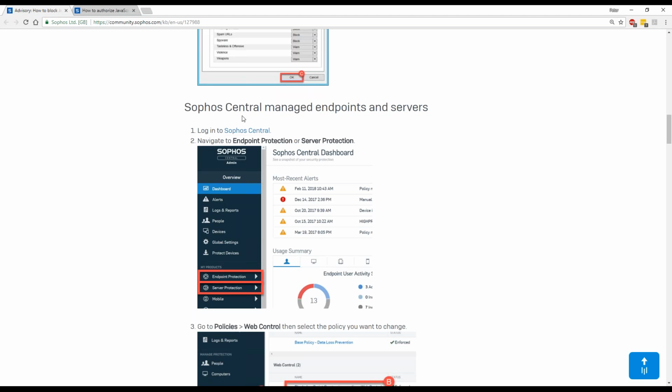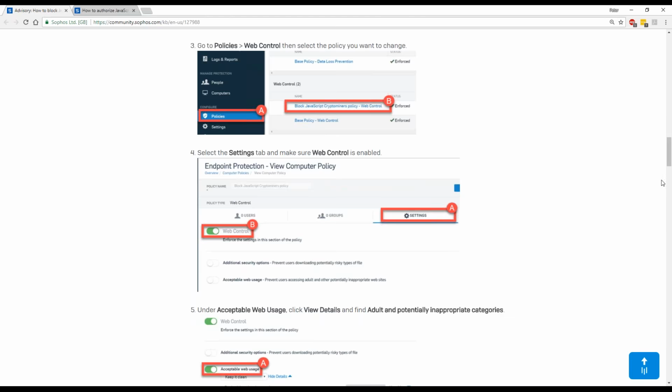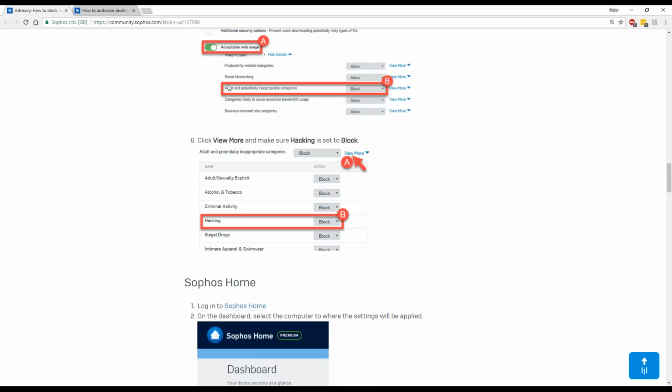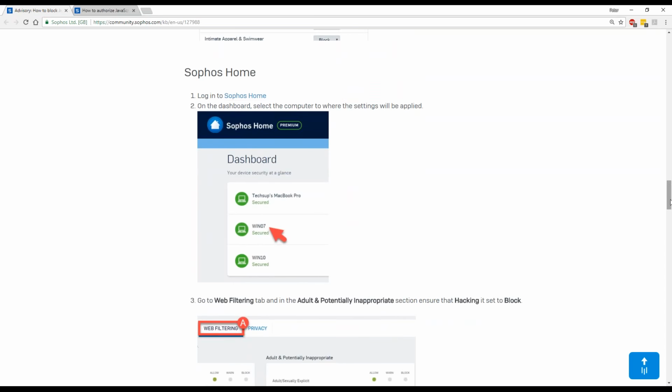So in this case, you should just log into Sophos Central. You will navigate to endpoint protection or server protection. So please keep in mind that servers are also interesting, especially when you're running them in a terminal server operation. So then you have to go to policies, web control. You can enable web control, and then under acceptable web usage we have the category adult and potentially inappropriate categories, and below it when you click on view more you can see that hacking is blocked. So when blocking hacking websites you're also blocking crypto miners running via JavaScript. Same goes for Sophos Home. So if you want to run Sophos in your home environment, you can download Sophos Home.